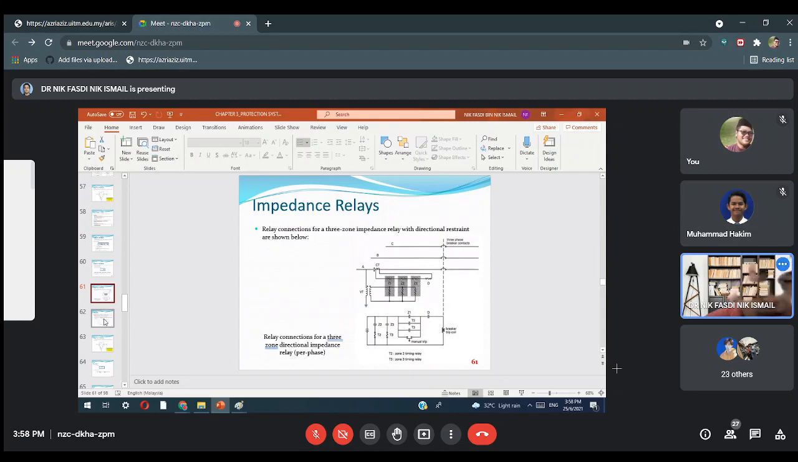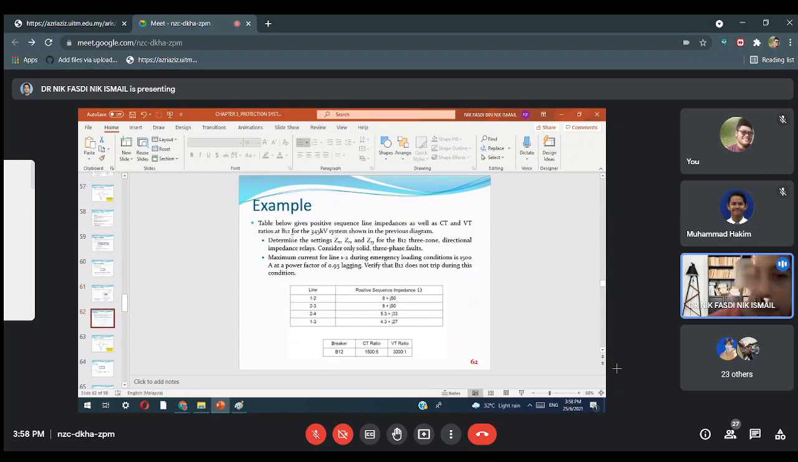Alright. Okay, example. The table below gives positive sequence line impedance as well as CT and VT ratio at B12 for the 345 kV system shown in the previous diagram. Determine the setting ZR1, ZR2 and ZR3. The B12 three-zone directional impedance relay considers only solid three-phase fault. Maximum current for I12, I22 during emergency loading condition is 1500 amps at power factor of 0.95 lagging. Verify that B12 does not trip during this condition.